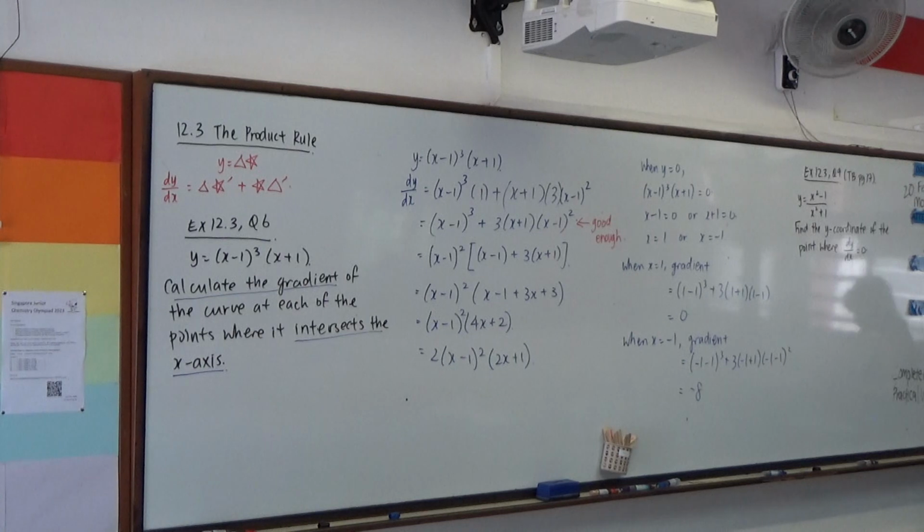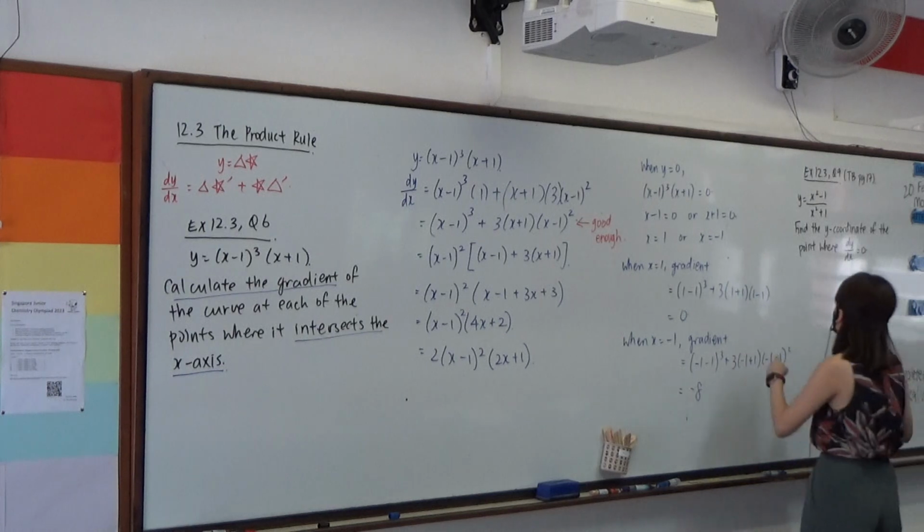Question for product rule. Okay, so we are given the curve y equals to x squared minus 1 over x squared plus 1. We want to find the y coordinate of the point where the derivative is equals to 0. In other words, the gradient equals to 0. Okay, we will learn more when we go into chapter, I think 15, 16, 17, somewhere there. What does dy over dx equals to 0 imply? We'll go into that later on.